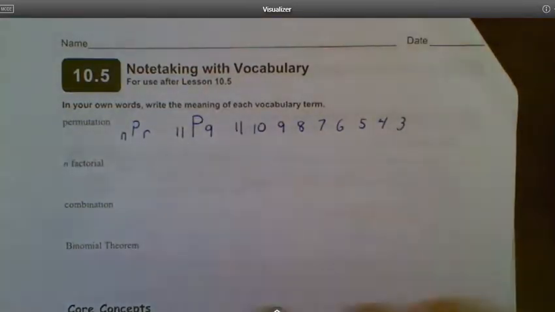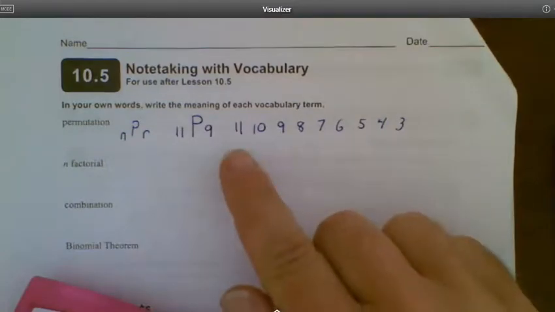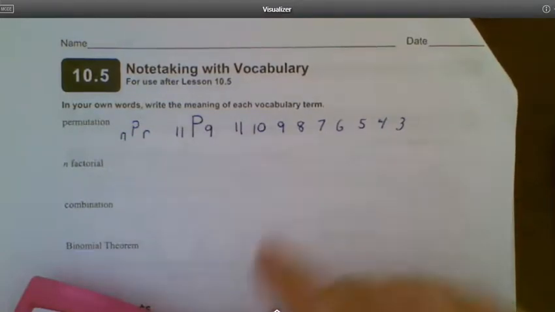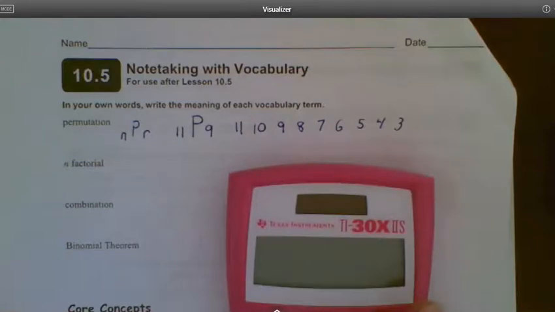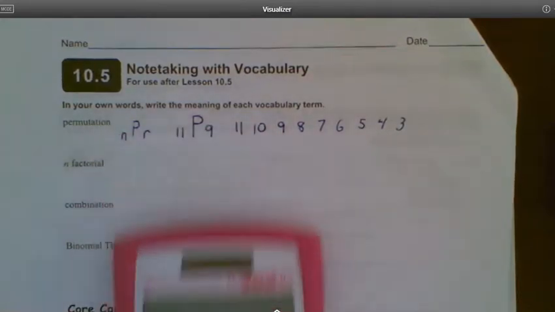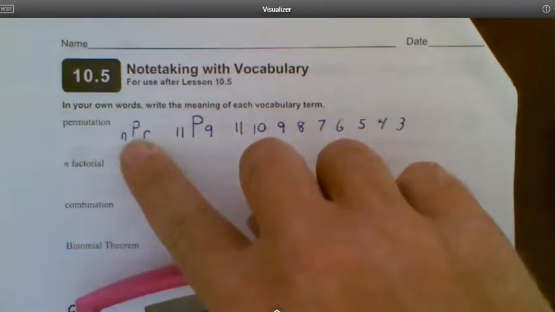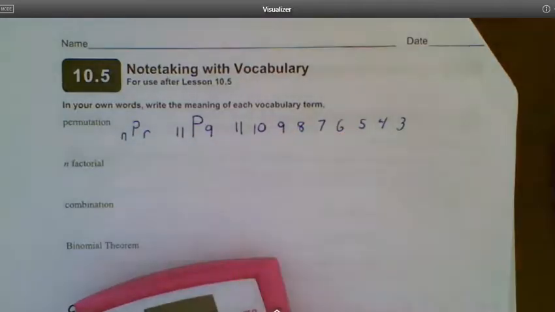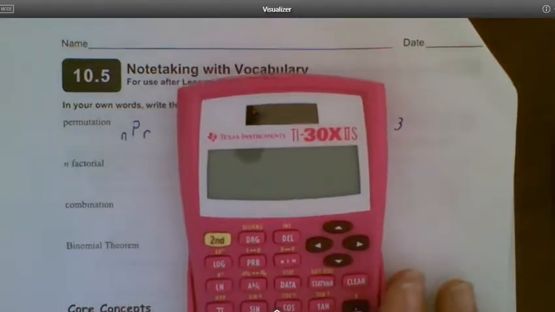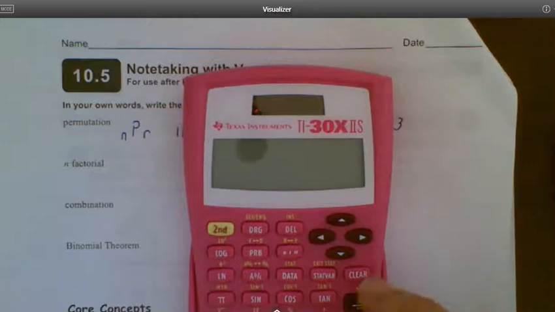So obviously you don't want to type into your calculator 11 times 10 times 9 times 8. That would take you a long time. So instead, you probably have a button that actually looks like this. It's just maybe a matter of finding it. Sometimes they're on the very front of your calculator. Sometimes they're not, and you might have to go into a probability button like this one.